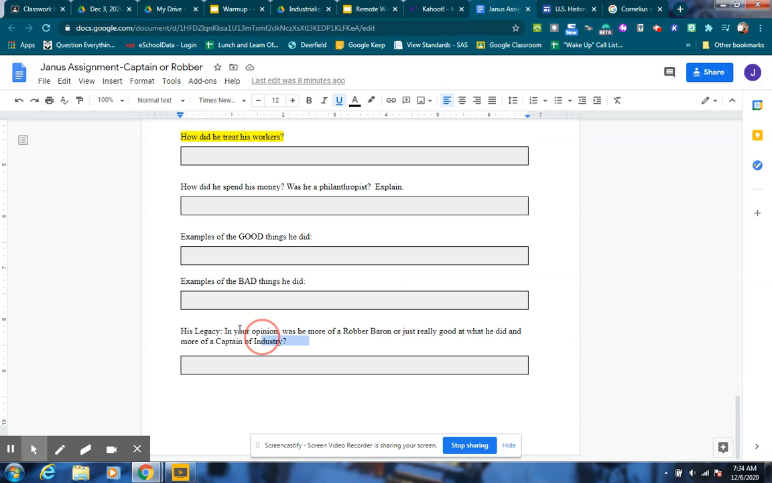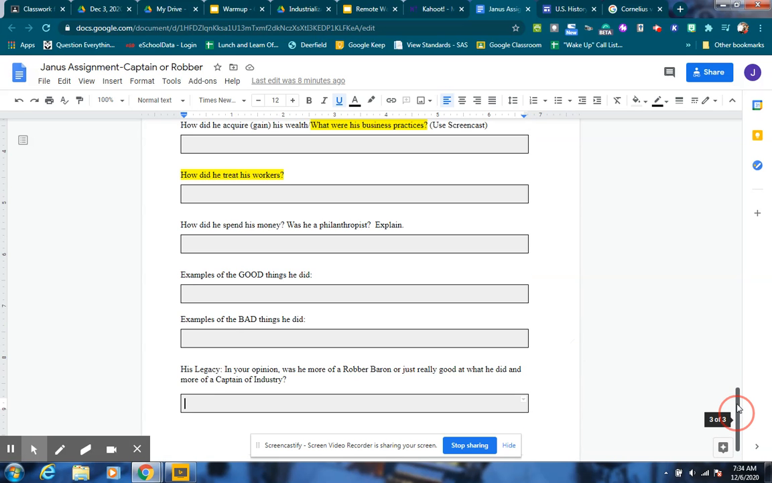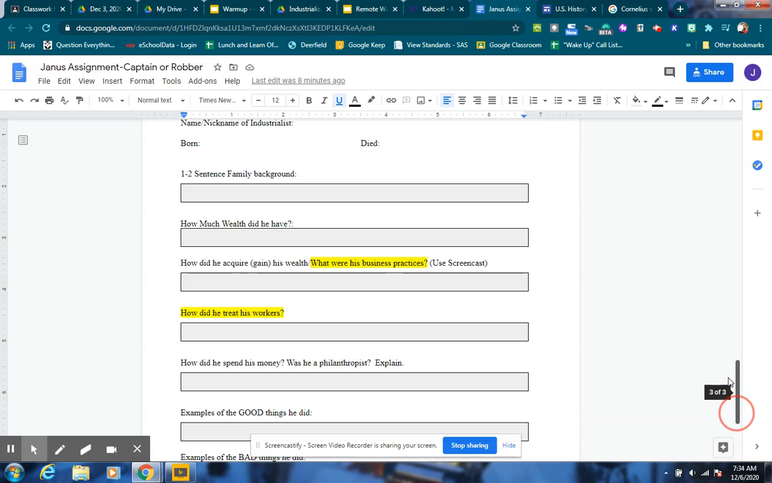And then the final thing is just tell me why down here. Some of you just said robber baron or captain of industry. Give me specific details of why you thought that. It's an opinionated question. I just want to know why. Because what we see is all of these men did good things and all of these men did bad things. So it is difficult. But I really want you diving into those business practices.